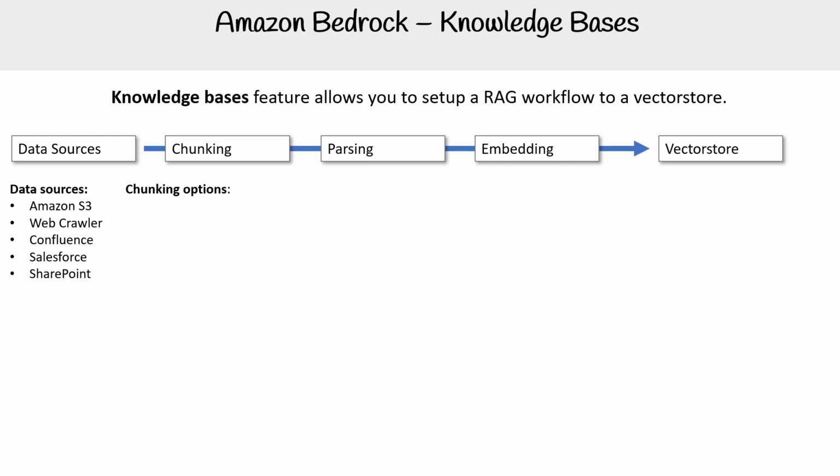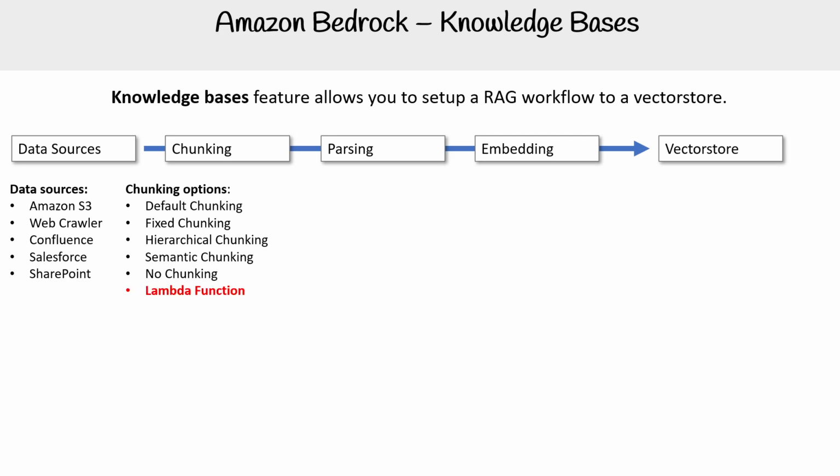Then we have the concept of chunking. So we have default chunking, fixed chunking, hierarchical chunking, semantic chunking, no chunking. Or you can use a Lambda function to determine how you chunk your data. The idea is that you have large amounts of corpus or text documents, and you're going to divide them, chunk them for storage.